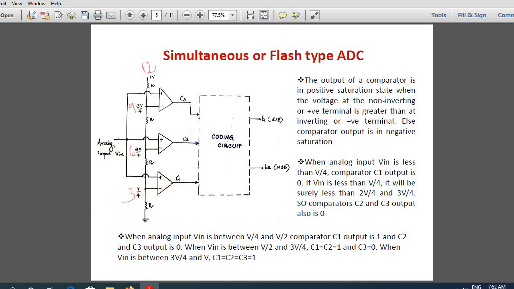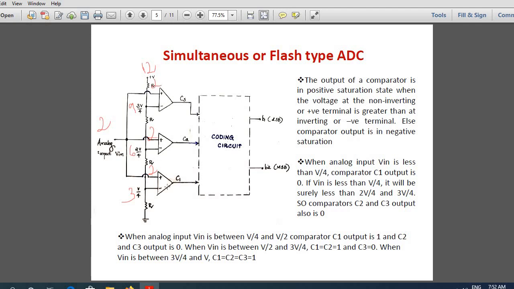Suppose my analog voltage Vin is less than V by 4. This is the smallest reference voltage, 3. So take a voltage level which is less than 3, say 2. So what happens here? Here 2 comes, here 2 comes, and here 2 comes.